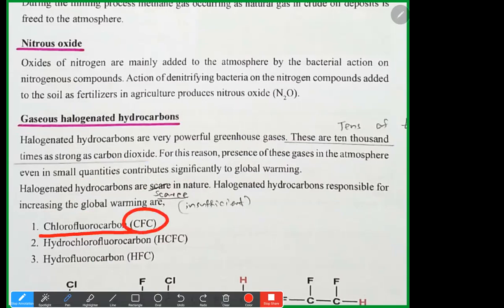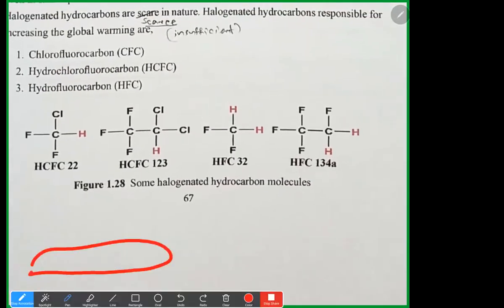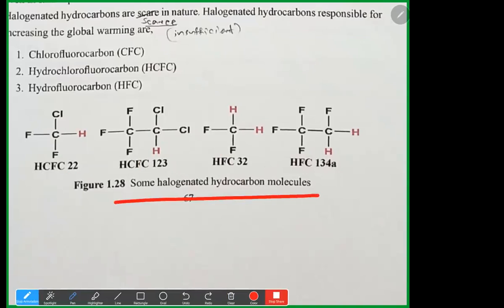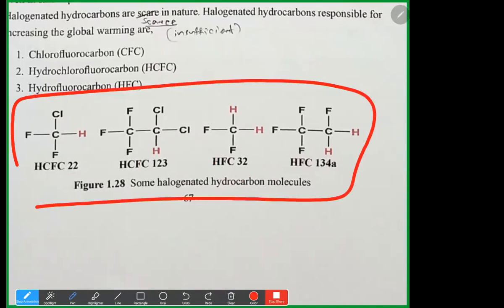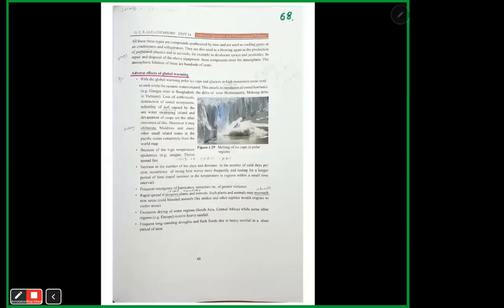chlorofluorocarbon CFC, hydrochlorofluorocarbon HCFC, hydrofluorocarbon HFC. And they give different names for these, with numbers, as a standard. Some halogenated hydrocarbon molecules. If you are not writing the essay question, question number 10 of your new syllabus, you don't need these structures, just a little idea is enough. But if you are writing the answer, then you would need them.